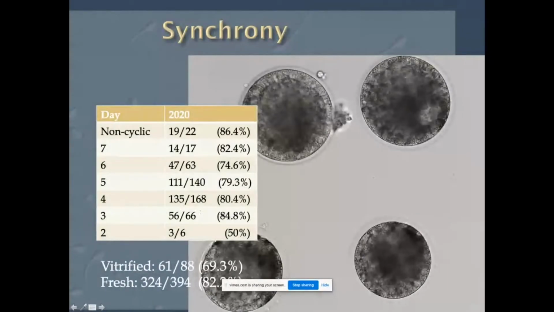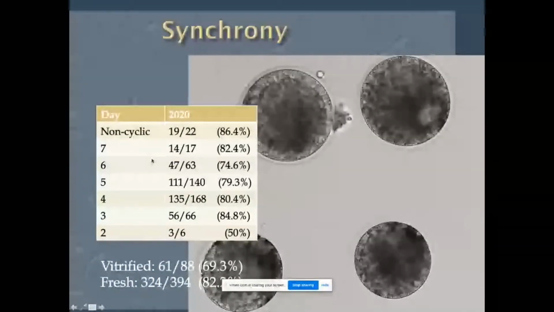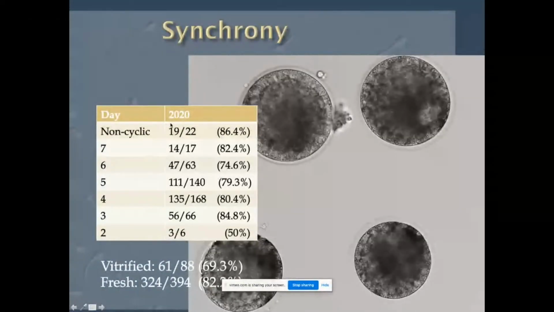Again, the day 3 and 4 were superior, but not by that much. So if you've got an embryo coming back and all you've got is a day 7 mare, you've got a reasonable shot. The non-cyclics that we used were started, of course, on estradiol and then on progesterone. And most of these embryos were transferred about 3 days after progesterone started.